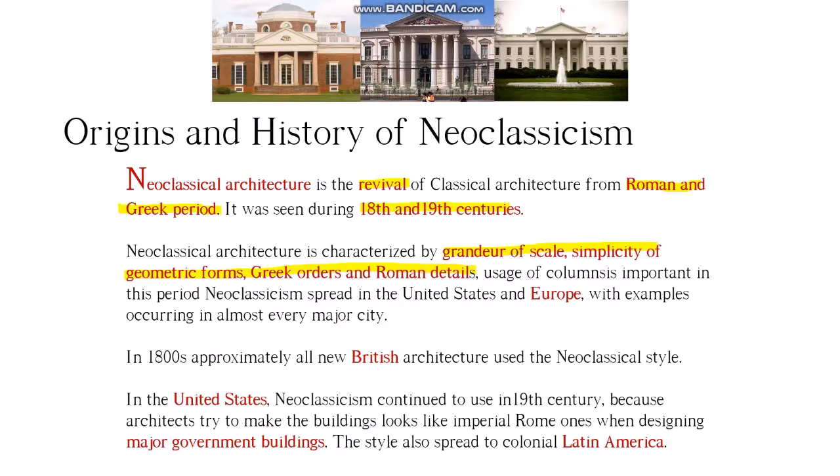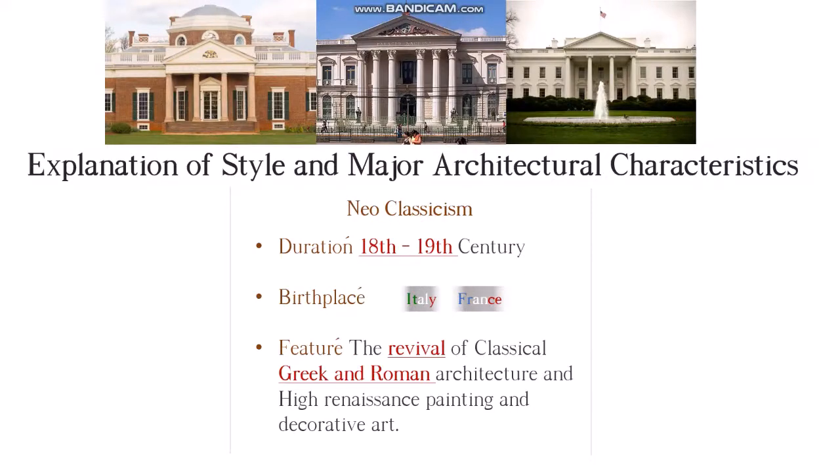In the 18th century, approximately all new British architecture used the neoclassical style. In the United States, neoclassicism continued to be used in the 19th century because architects tried to make the buildings look like imperial Rome when designing major government buildings. The style also spread to colonial Latin America. The birthplace was Italy and France, and this is a revival of Greek and Roman architecture style.